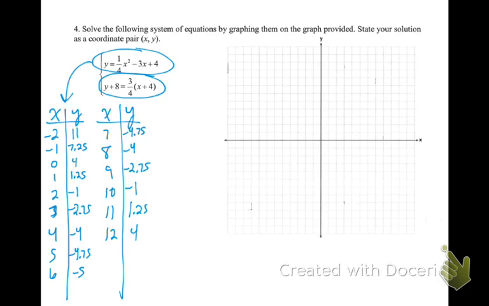-2, 11. It's up here. Okay. -2, 7.25. So 7.25 is 7 1/4, so go up 7 and go out 1/4. Okay. Make sure you're very careful about plotting those points. The next one's going to be at 4, 1 1/4. Oops, that's just 1/4. 1 1/4 is right here.